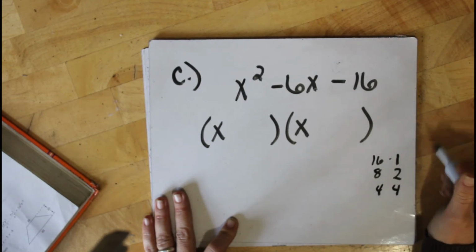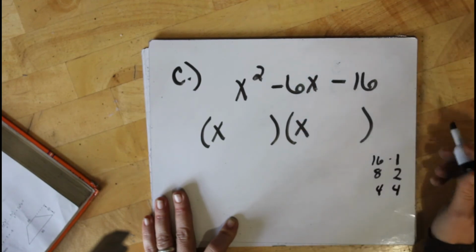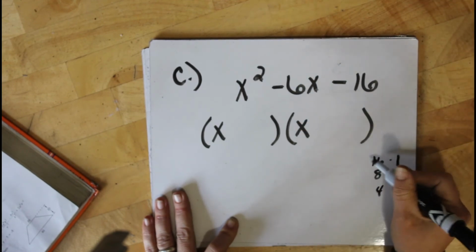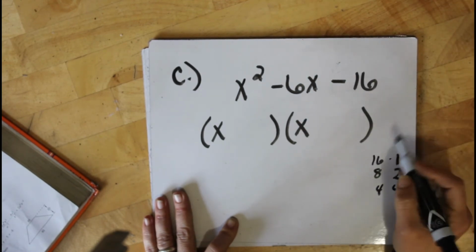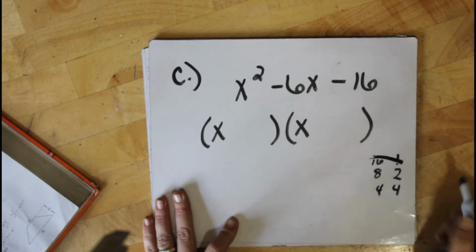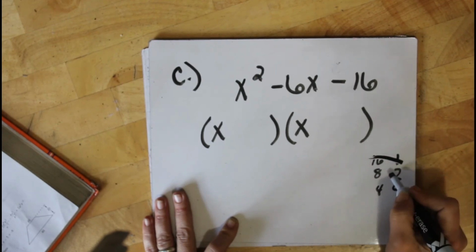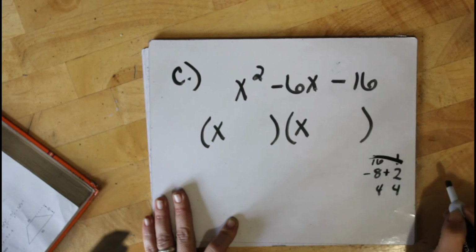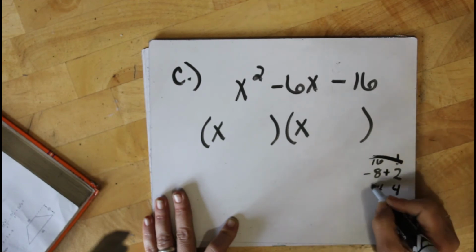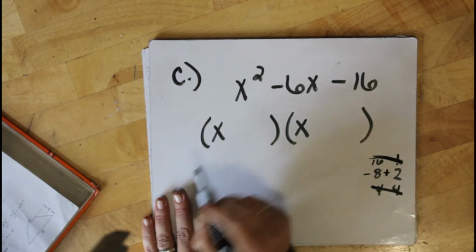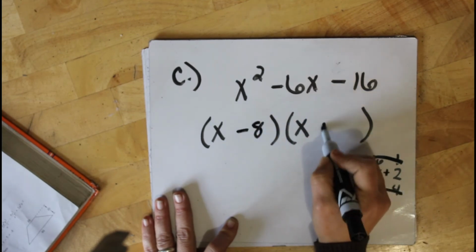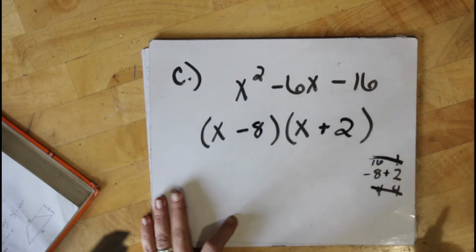Okay. So, when added together, they got to come up with negative 6. 16 and 1, all we're going to get is 15 or negative 15, so that's not going to work. If we did negative 8 and positive 2, that would give us negative 6. So, we're going to have negative 8 and positive 2.